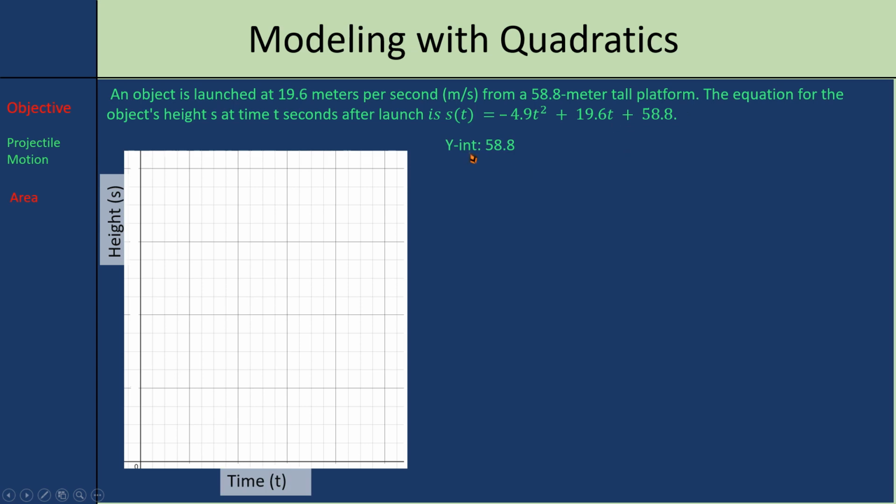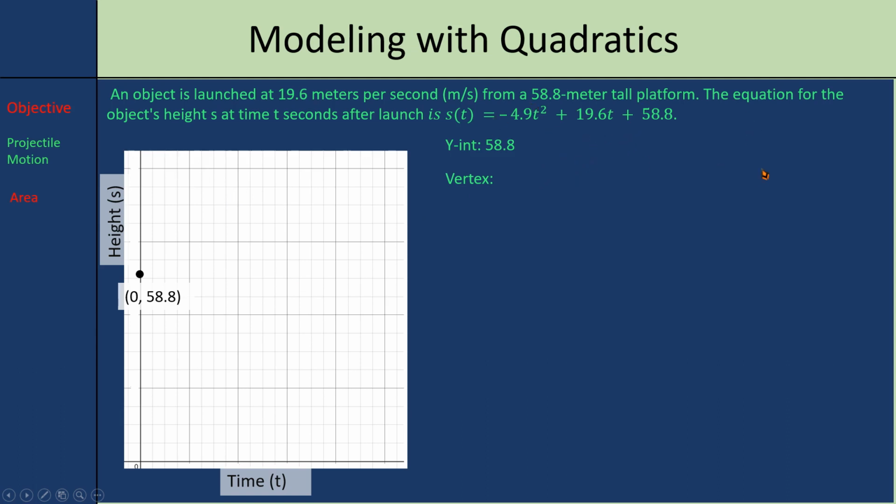The easiest thing to graph is the y-intercept because this is standard form. That number in the back there is the y-intercept. So there is (0, 58.8). That's the y-intercept. That's where the rocket was when it first launched, right? When the time is 0, when you first launch, it's that high because it's on a platform. That should make sense. And then the next thing you have to do, find the vertex, right? If you have the vertex, you can find a lot of things. So I'm going to find the vertex to graph this.